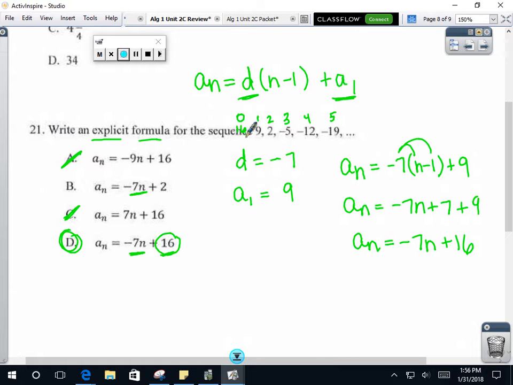Well, you still have to learn this way because sometimes the answers are left like that. They don't always simplify it. So just remember that you can easily figure it out by knowing the d and the 0th term.